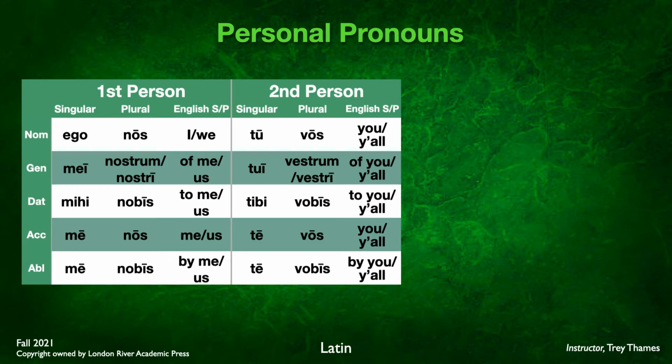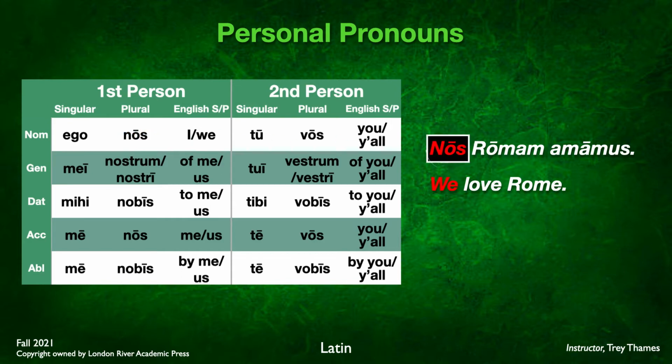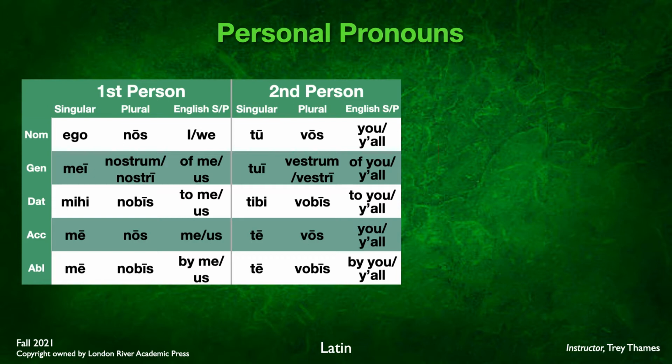Here's another example. Let's look at nos Romam amamus. We love Rome. Here we would take nos, which is the first person plural nominative, and it's the pronoun here that stands for we, and so it's just we love Rome. Look at another example here. How about vos amamus? This translates to we love you all. And here we take the vos, which is the second person accusative plural personal pronoun, vos.